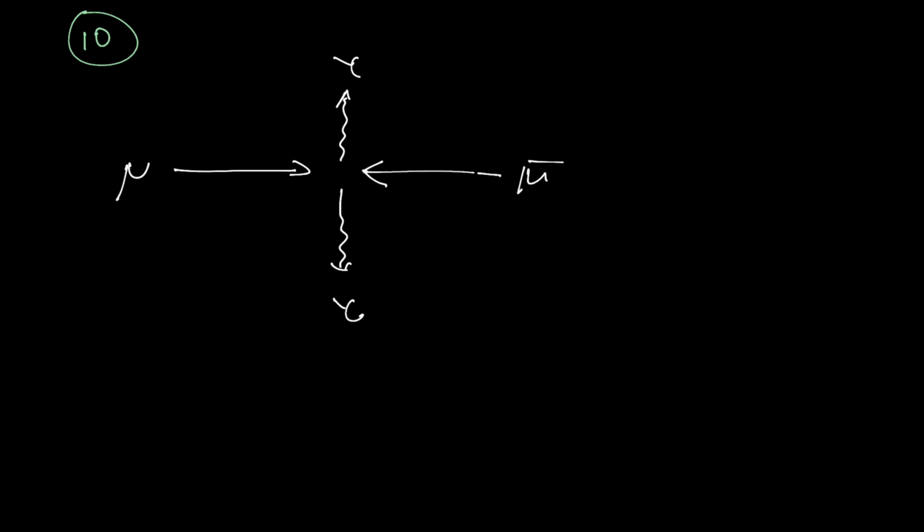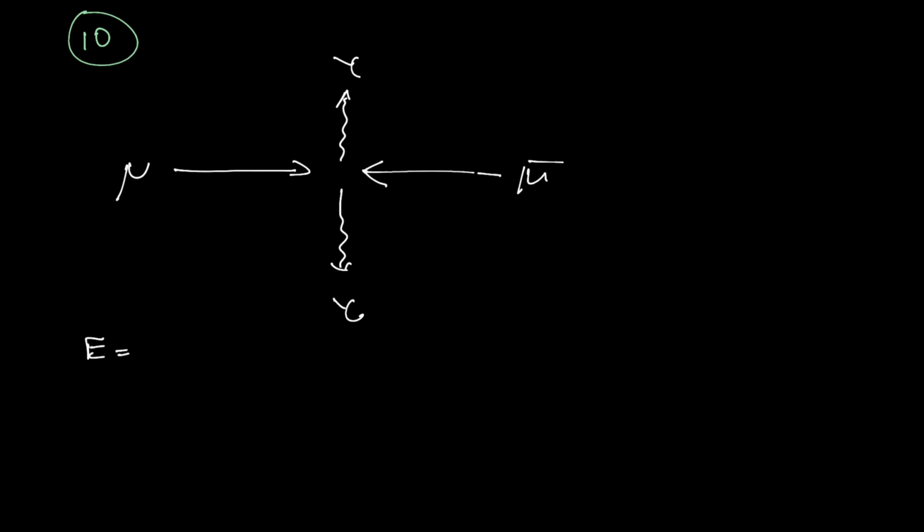So question 10: 2 gamma photons are produced when a muon and an antimuon annihilate each other. What is the minimum frequency of the gamma radiation that would be produced? Okay, so in this case, we've got a muon and an antimuon, and they give off gamma radiation. So let's just work out the energy here.